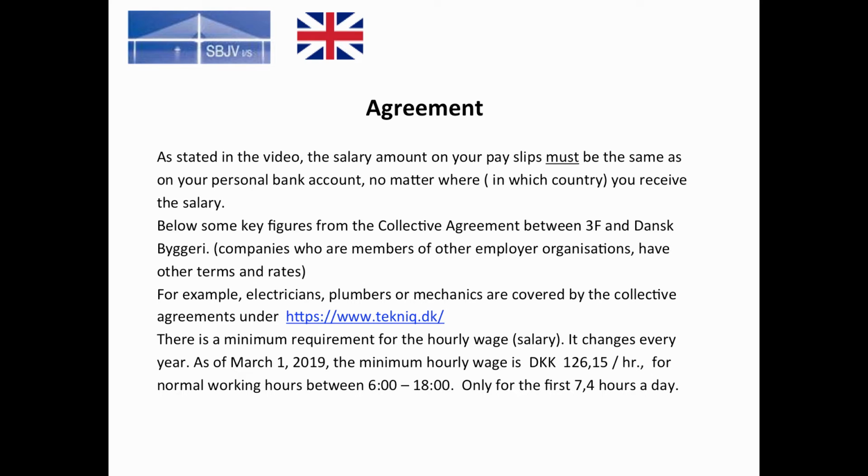There is a minimum requirement for the hourly wage. It changes every year. As of March 1st, 2019, the minimum hourly wage is Danish crowns 126.15 per hour for normal working hours between 6 a.m. and 6 p.m., only for the first 7.4 hours a day.